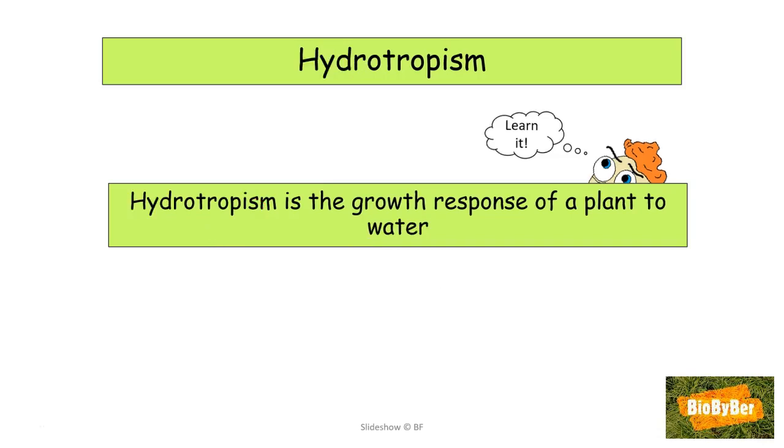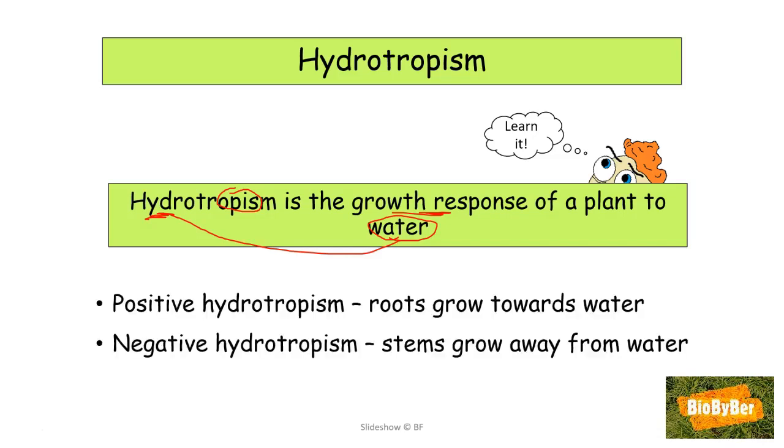Hydrotropism. What is the definition? Well, hydrotropism is the growth response of a plant to water. Hydro is the Greek or Latin word to do with water. Positive hydrotropism is where roots grow towards water. You also have the idea here that the root cap senses the water. Negative hydrotropism is where stems grow away from the water.